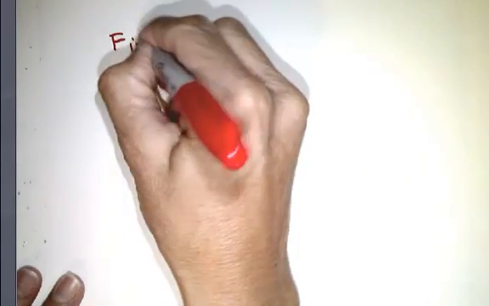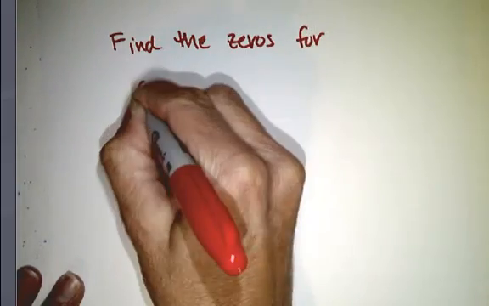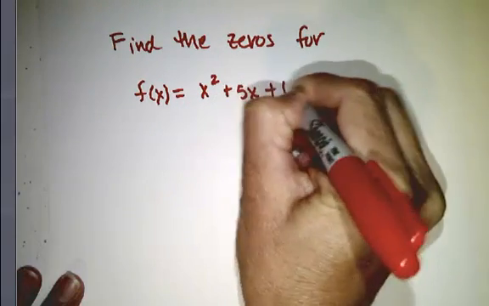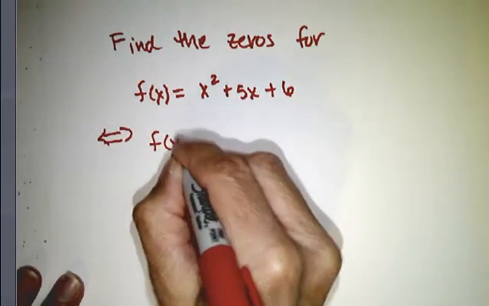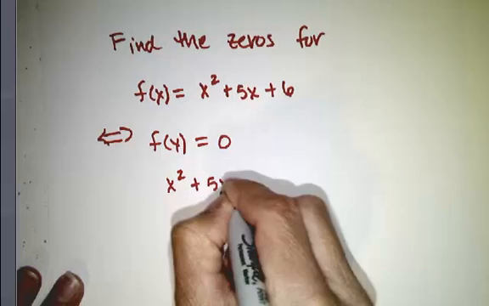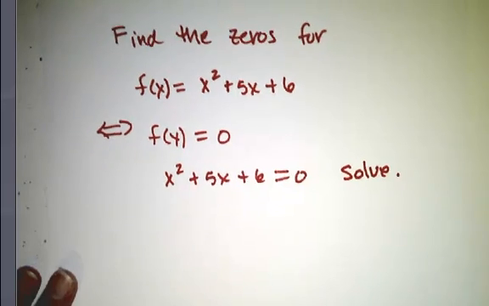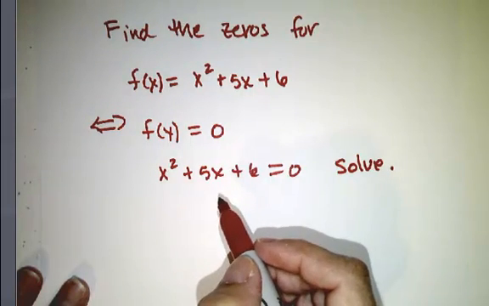So for example, if I said find the zeros for f of x equal to x squared plus 5x plus 6, this is equivalent to solving f of x equals 0. That is, x squared plus 5x plus 6 equals 0, and solve. Now, if this factors on the left, then we're good to go. If not, we can always resort to our quadratic formula.